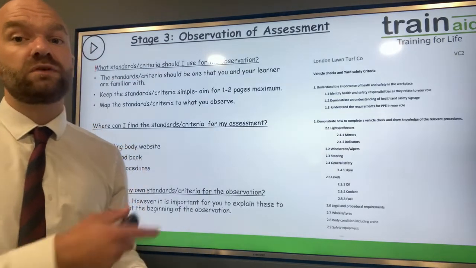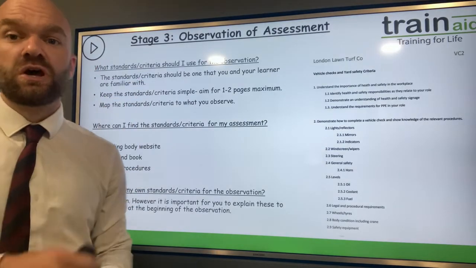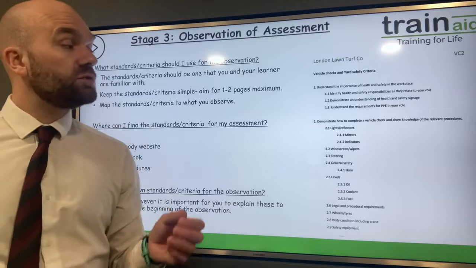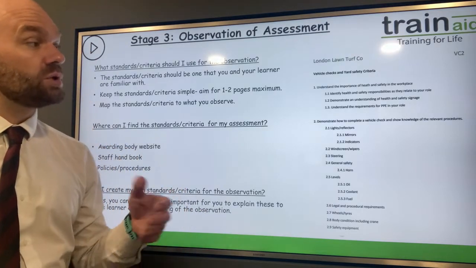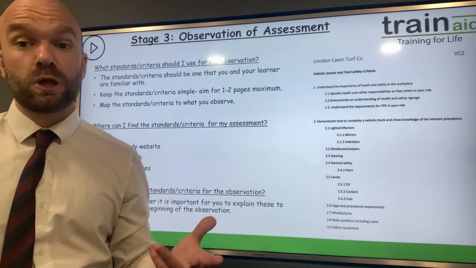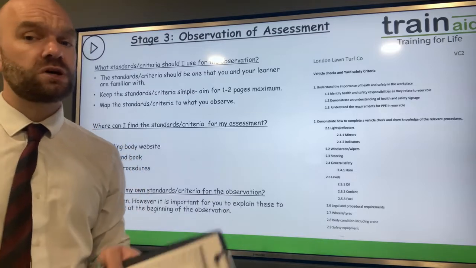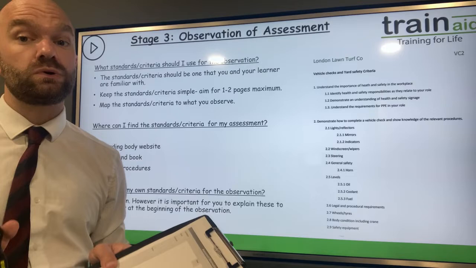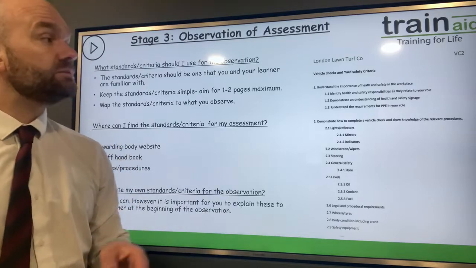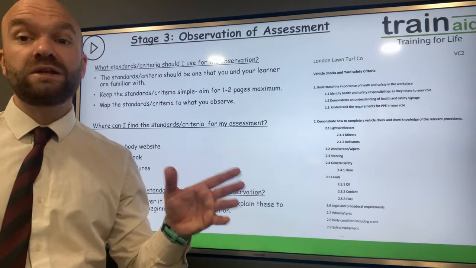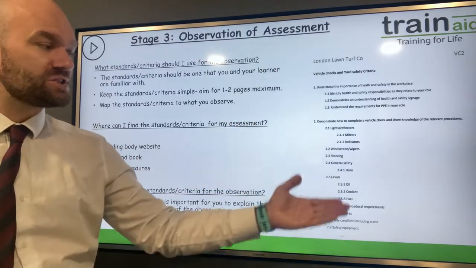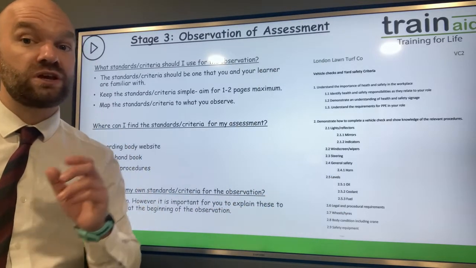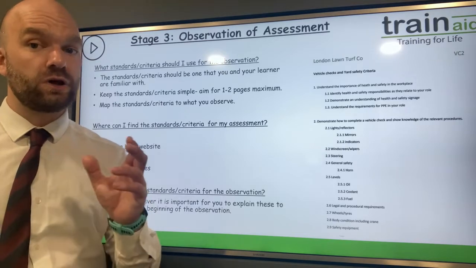Behind me, we have a list of standards. So this is what you are going to use as a guide for when you are going to observe your learner. In terms of the standards and criteria, my advice is to keep them as simple as possible. You could aim for 1 to 2 pages maximum, like so. And this is going to be a useful guide when you're judging your performance of the learner.